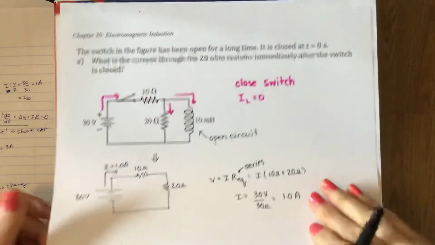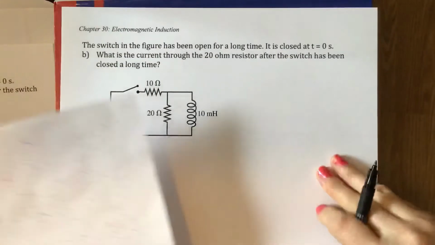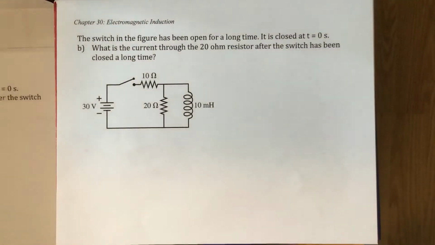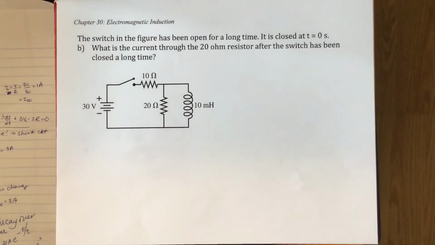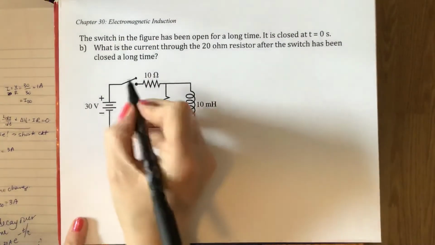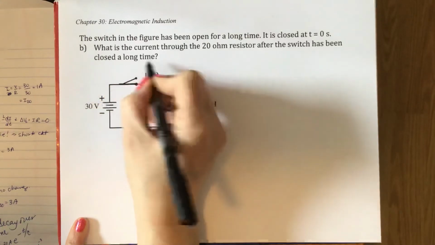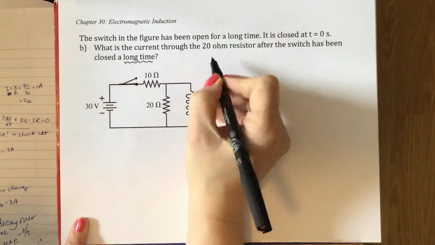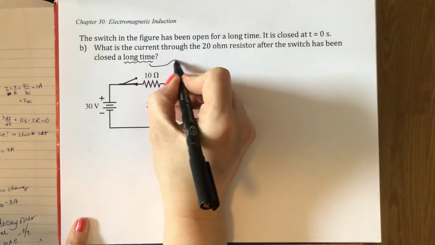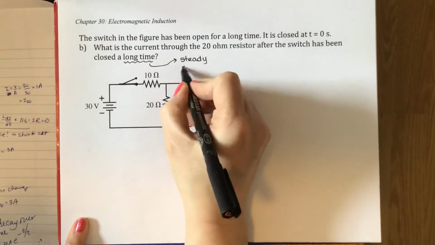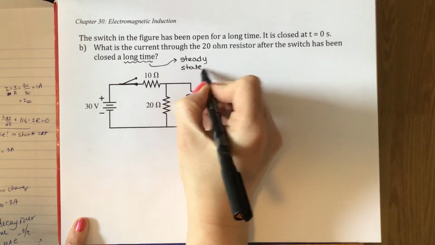Okay, now part B of this problem says what is the current through the 20 ohm resistor after the switch has been closed for a long time. So our switch is closed and it's been like that for a long time. Long time means we've reached a steady state. Steady state means constant current.